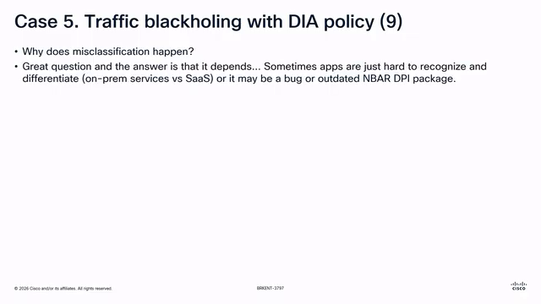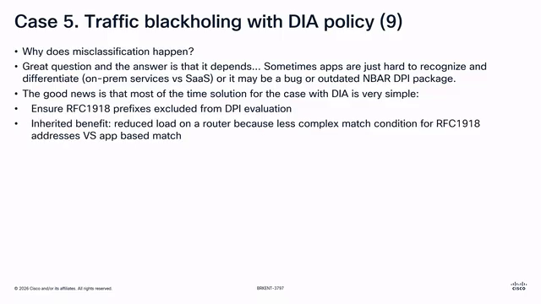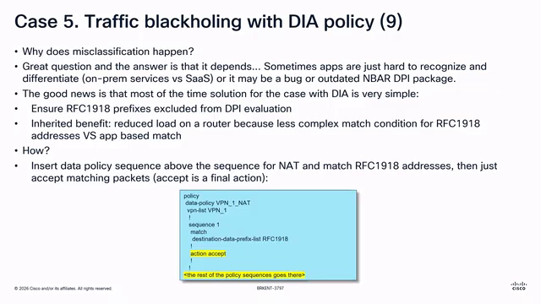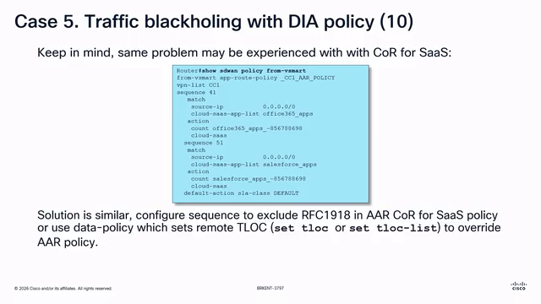And sometimes this cannot be answered. But I have good news for you. Most of the time, the solution is very simple, especially for such cases. It's called best practice. And best practice says that if you have a DIA policy, first make a sequence which will ensure that traffic for the RFC 1918 destinations will be excluded from the processing of your DIA policy, because you know for sure, I don't ever want to send traffic for RFC 1918 towards the internet, right? And this is how you do it. Just insert yet another sequence before your actual DIA sequence, saying that if destination is RFC 1918, just accept it, do nothing, right? By the way, the same thing may happen with Cloud RAM, just for your reference.